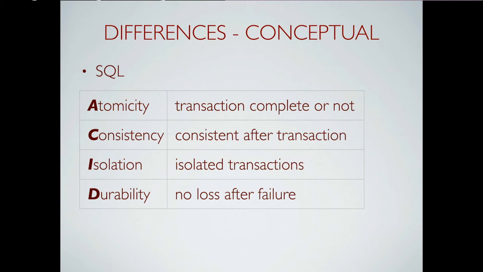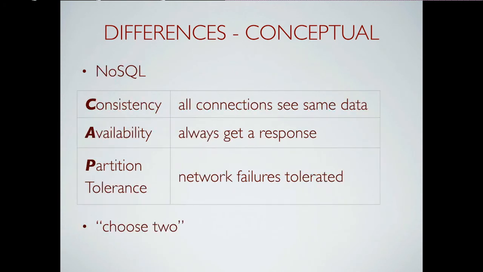NoSQL, DocumentDB, doesn't have that same concept. It has a concept called CAP: consistency, availability, and partition tolerance, right? Consistency just means all connections see the same data. Availability, you're always going to get a response. And then finally, partition tolerance, just that a network failure is tolerated.